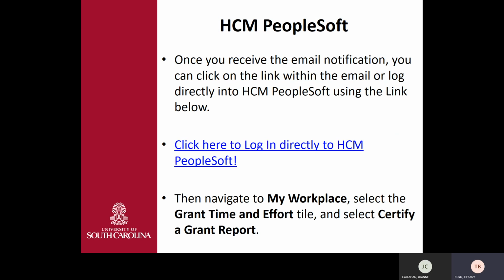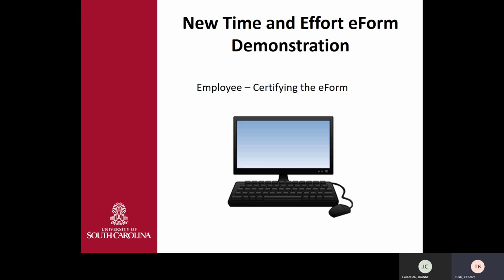So again, once you receive that notification, you can either click on the link within the email or log directly into Peoplesoft HCM using the link below, and then navigate to My Workplace, select the Grant Time and Effort tile, and then select Certify a Grant Report. So now we're going to jump in to HCM Peoplesoft and demonstrate.